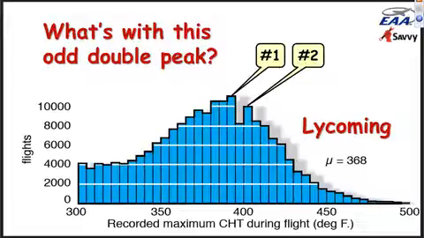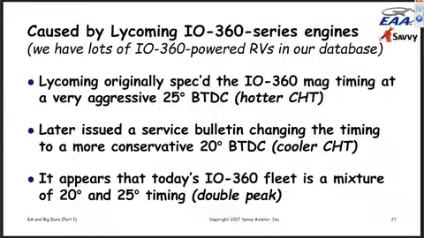And we determined that the double peak was being caused by Lycoming IO-360s, of which we have quite a few in our database, because most of the RVs are powered with Lycoming IO-360s. And what we figured out was that Lycoming originally spec'd the ignition timing on the IO-360s to be at 25 degrees before top dead center, which is a very aggressive ignition timing, and results in a pretty high CHT.